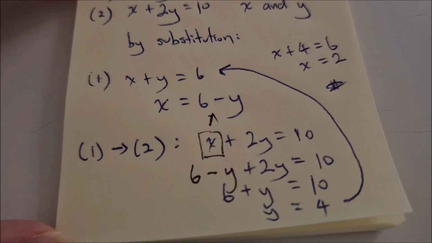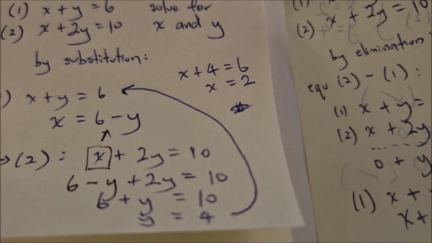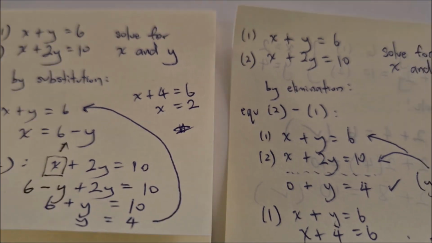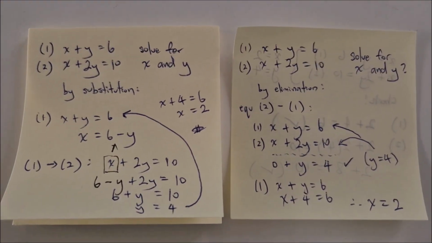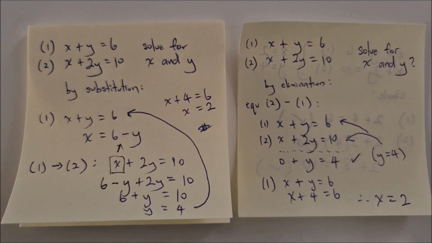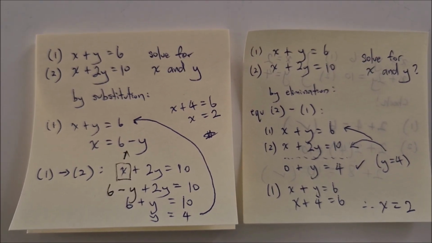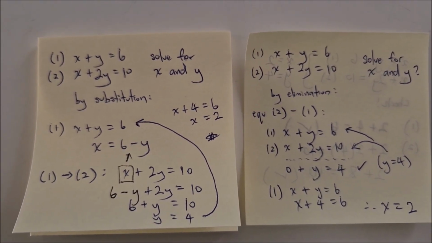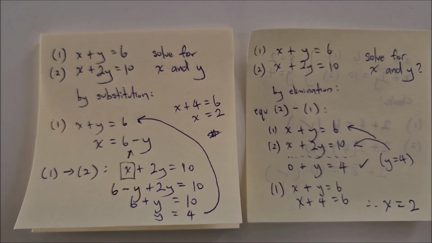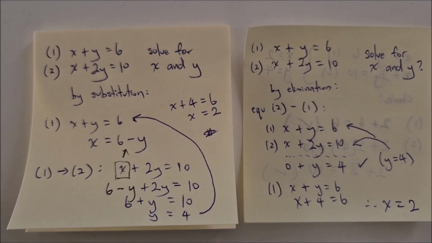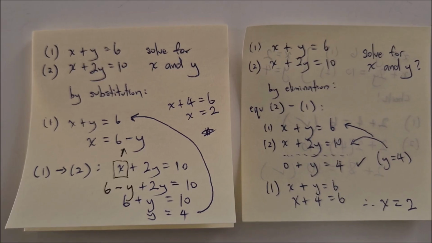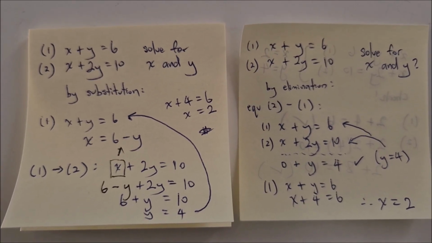with elimination. From elimination, we have x equals 2 and y equals 4. And from substitution, which we just did, x is also 2 and y equals 4.